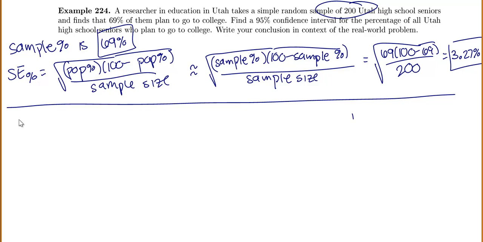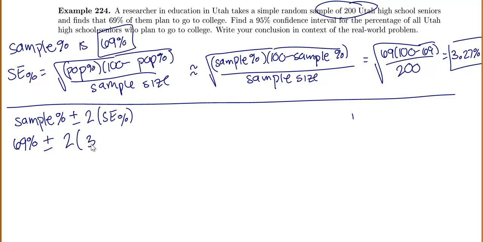So my confidence interval, once again, is your sample percentage plus or minus 2 times the standard error for your percentage. We use 2 standard errors because we want a 95% confidence interval. So it's going to be 69% plus or minus 2 times our standard error of 3.27%. So 69% plus or minus 6.54%.